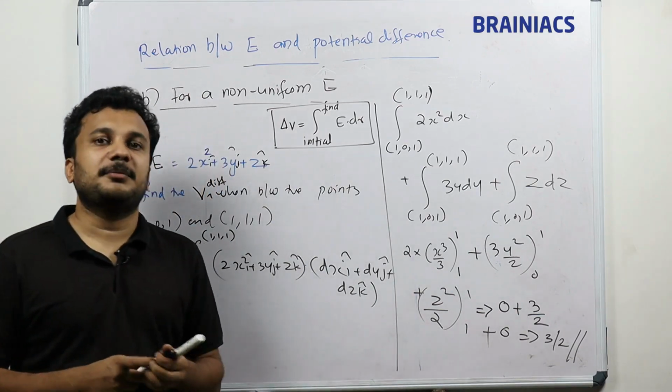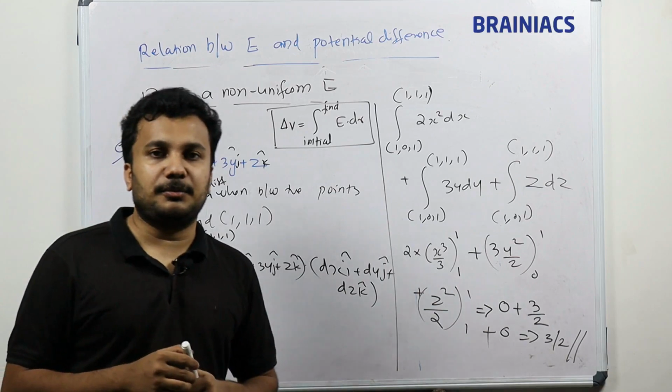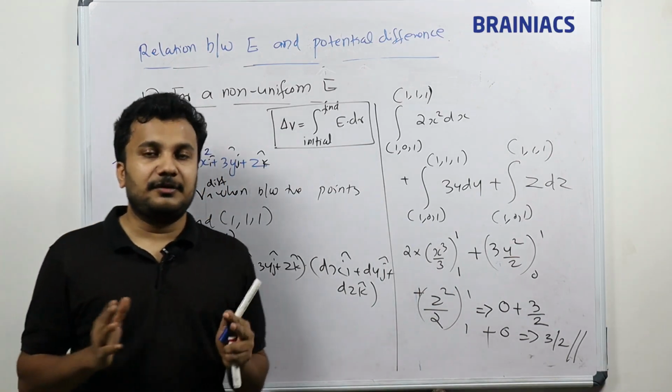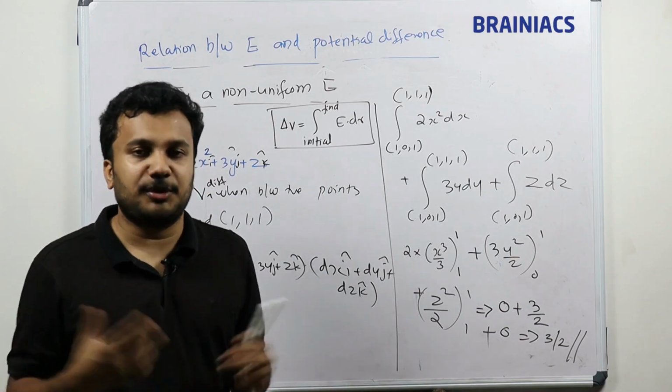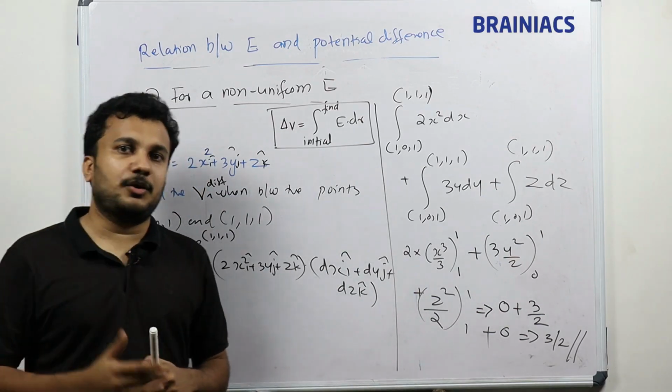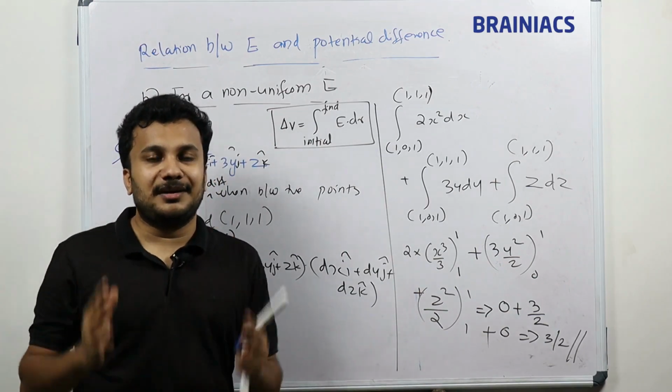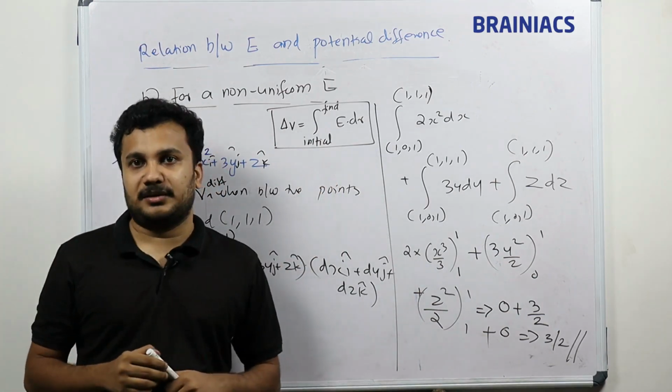So always remember, in short, V is equal to minus E dot dr when the electric field is uniform. When the electric field is non-uniform, the potential difference is equal to the integral from initial point to final point, from where to where I am moving, of the electric field into the distance vector.